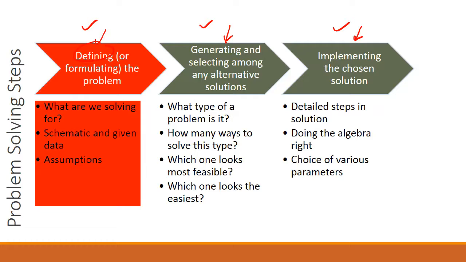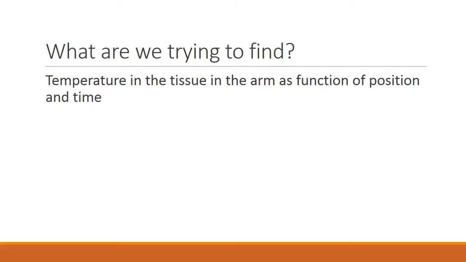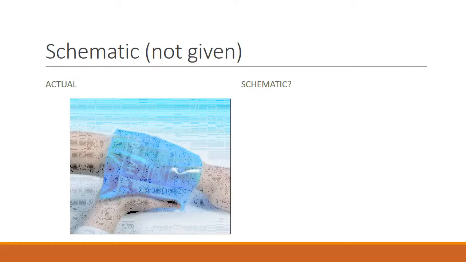You will see that most of these we skip because we're not going to actually solve the problem. We can still go through these steps just to be in the same sequence as others, and we can do a few of these. So for example, what are we solving for? So let's look at what are we trying to find here. It is the temperature in the tissue, in the arm, as function of position and time. So that's something we now know.